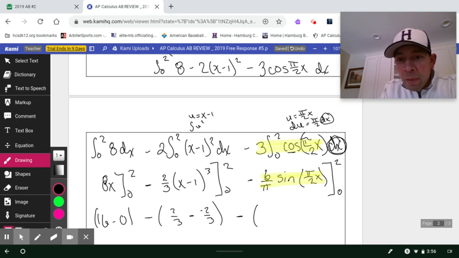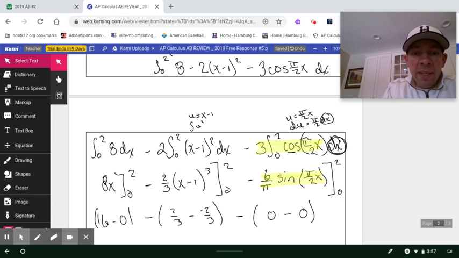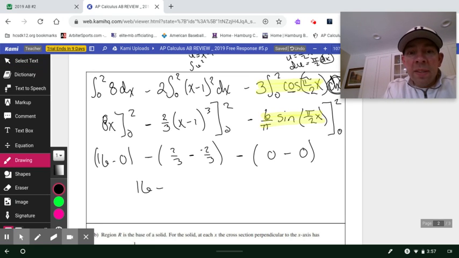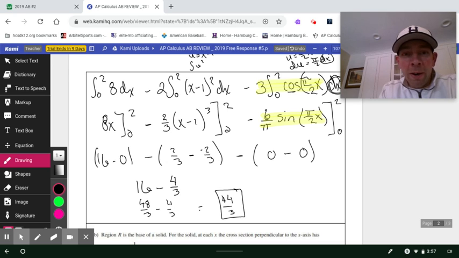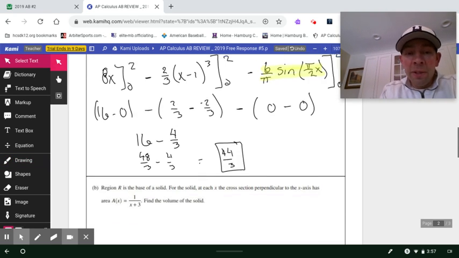Now, substituting a 2 in for x would make sine of pi, which turns out to be 0. And substituting a 0 for x would make sine of 0, which is 0 again. And when it's all said and done, we've got 16 minus, let's see, what's that going to be? 4/3. So we've got 48/3 minus 4/3, which makes 44/3 for the area of region R. I'll tell you what, it's going to get easier from there. It's going to get a little easier here.